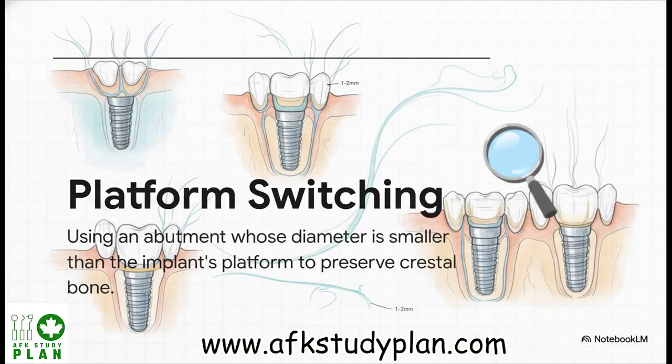So how do we help preserve that precious bone right at the top of the implant? Well, one clever design concept is called platform switching. It's simple. You use an abutment that's a bit narrower than the implant platform itself. This shifts that tiny gap between the two parts inwards away from the bone, and that little shift makes a huge difference in maintaining soft tissue health and reducing bone loss.